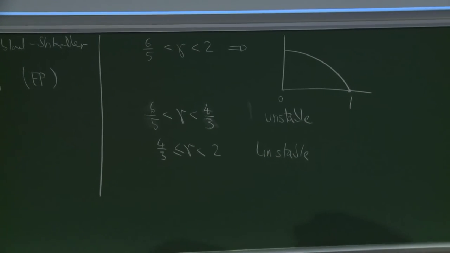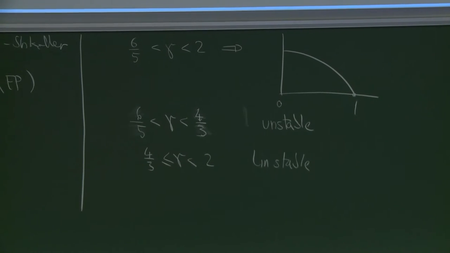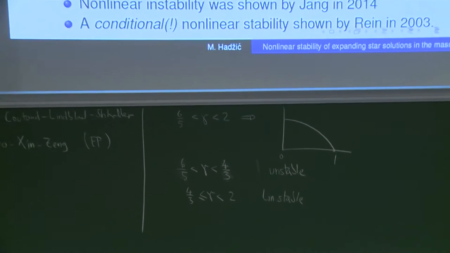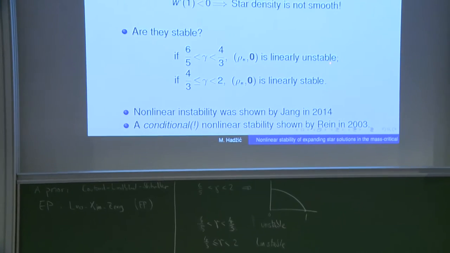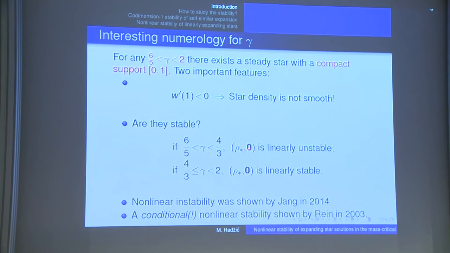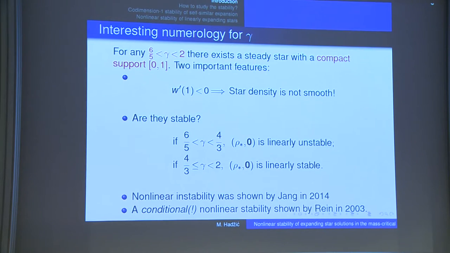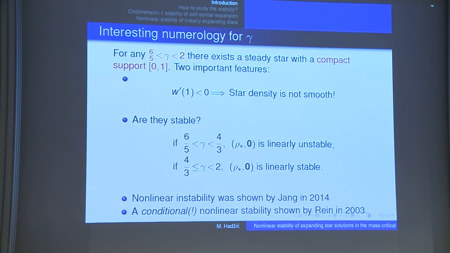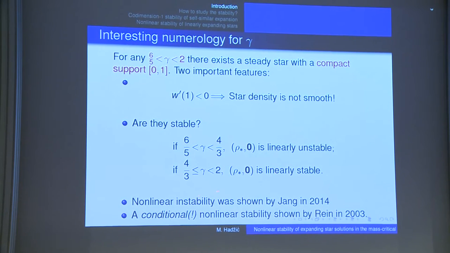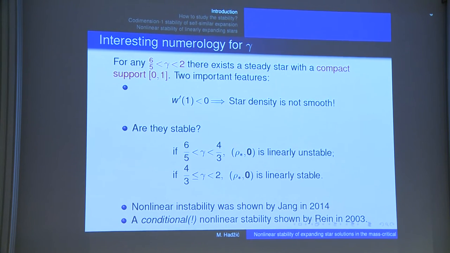Of course, it begs two questions. Can these results be upgraded to a nonlinear statement? So the first result can. It is not terribly surprising. Once you have a growing mode, which is indeed the main source of instability in this regime, and once you have a good well-posedness theory, then you can prove nonlinear instability. And this was shown by Jang in 2014.